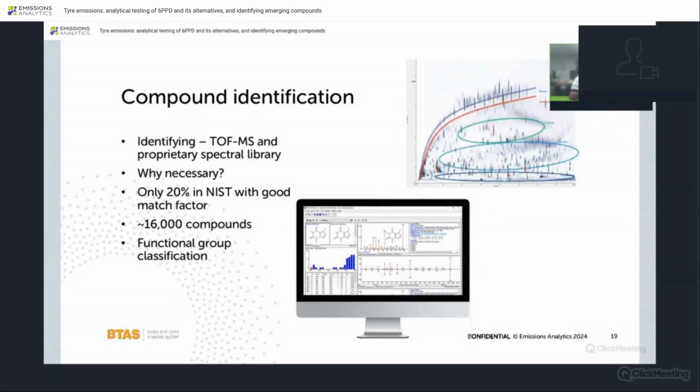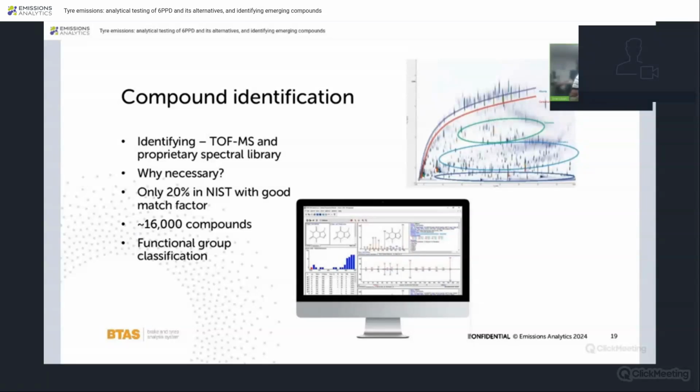Once we separate them, we identify them through the TOF mass spec, which has a library that we're able to search, to ask, is it really this compound? And why is that important? Because there are compounds that you may find and wonder, is this really this compound? With this, we are able to search the library, and we also do our internal identification of those compounds. So far, in total, we have nearly 16,000 different compounds that are in tires, which is really key, because how do you match all those out?